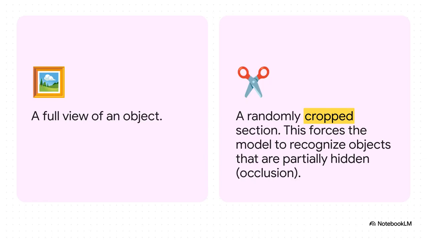And then there's random cropping. This is huge for tackling a problem you see all the time, called occlusion. That's just a fancy word for when something is partially blocked or cut off by the edge of the picture. By showing the model just a piece of the car, it has no choice but to learn to recognize it from, say, just the headlights and the grille. It can't get lazy and rely on seeing the whole thing every time.